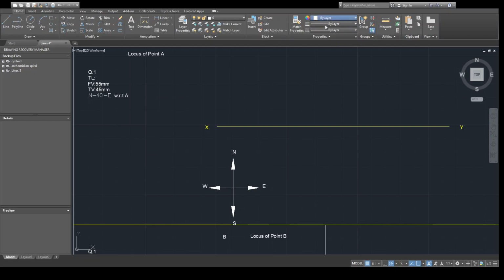In order to do that, I will take dummy lines because in AutoCAD that is not possible. North to east 40 degrees: from north we need to draw toward east, and that is 40 degrees. Now this inclination is showing east to north.